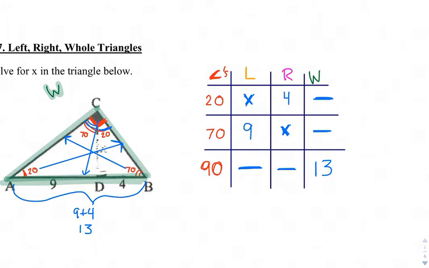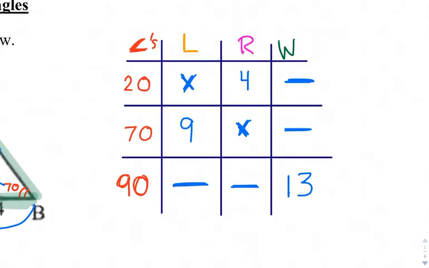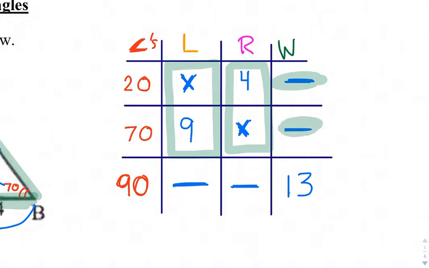The last thing now is to solve for x. So the rule is you need to pick 2 triangles with at least 2 columns filled in. So here I have x and 9 filled in, and in my right triangle I have 4 and x filled in. I can't use my whole triangle because there's a blank here and a blank here, and that's not 2 side lengths. So I have to use my left triangle and my right triangle. So the hardest part about this is just setting up this chart. From here, it's pretty simple.